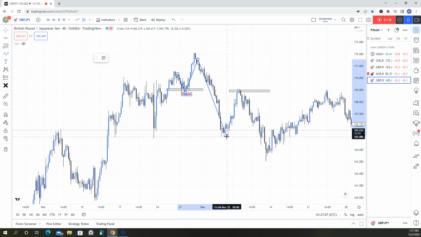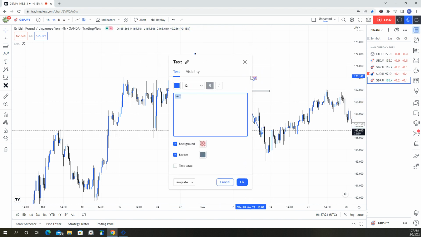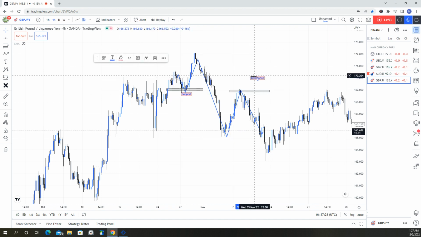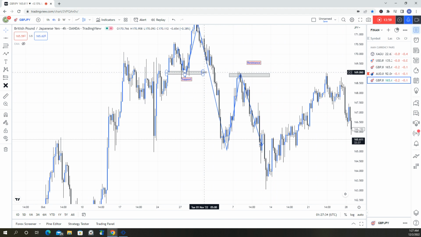However, in the future, which is here, the price will come back to that same level, but it's not going to buy, it's going to sell. So what's that called? I just said it. That's called past support is future resistance. So this is the past and this is the future. Look at it. It's the same level. Literally the same level.